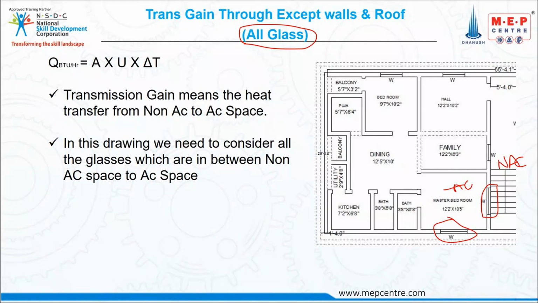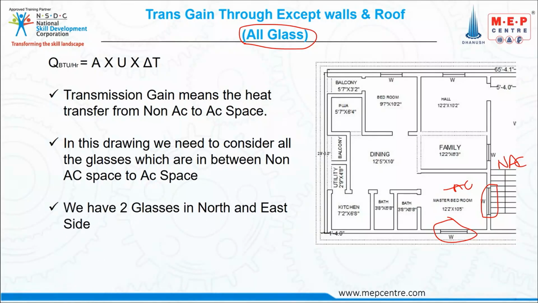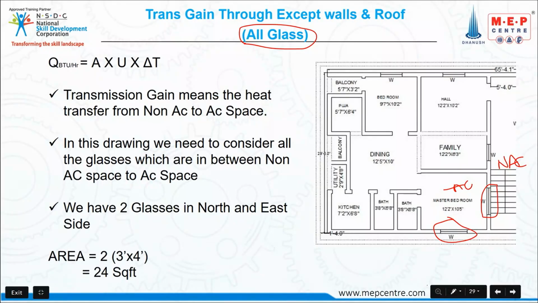If the partitions are made with glass, sometimes in office applications, we make the partitions with glass. So if that glass is in non-AC to AC space, even that glass has to be considered here. Okay. So I'm taking two glasses which are on the north and east side. The area of glass is 2 into 3 feet by 4 feet, which is 24 square feet.